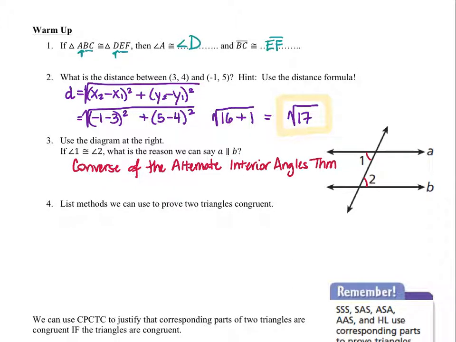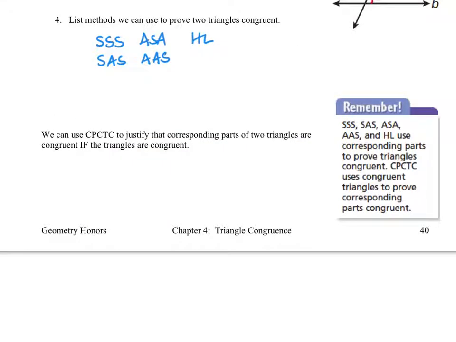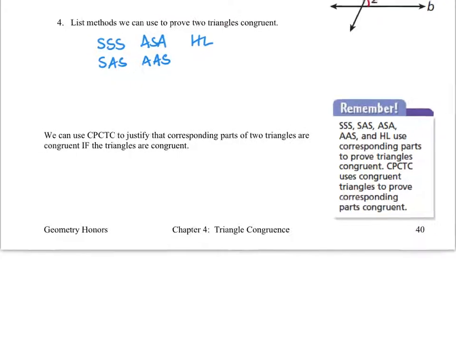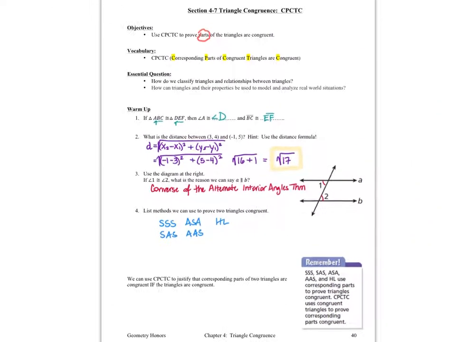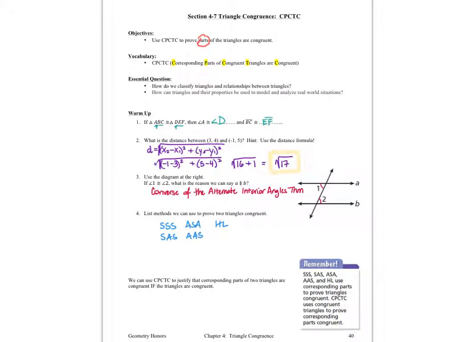Question number 4 says list the methods that we can use to prove two triangles are congruent. And so far what we've learned are side-side-side, side-angle-side, angle-side-angle, angle-angle-side, and hypotenuse-leg. We can use CPCTC to justify the corresponding parts of two triangles are congruent if we already know that the triangles are congruent. So on some of these questions, we're going to be proving the triangles are congruent first, and then use CPCTC to show that corresponding parts of the triangles are congruent.